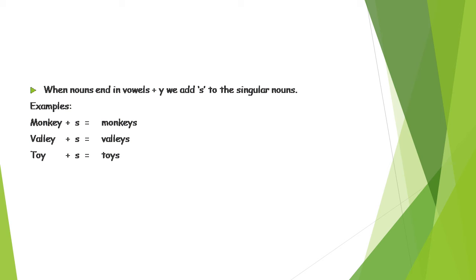The other example is valley changes to valleys. Here also you can observe that valley is in the singular form and it changes into the plural form by just adding S at the end of the word. The other example is also of the same kind. Toy changes to toys by adding S at the end of it.